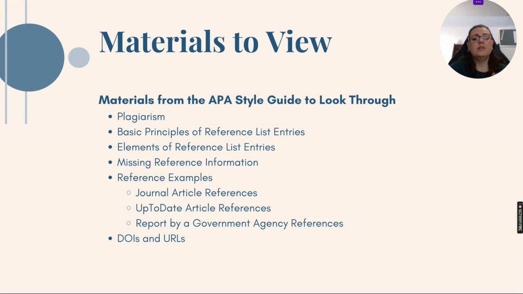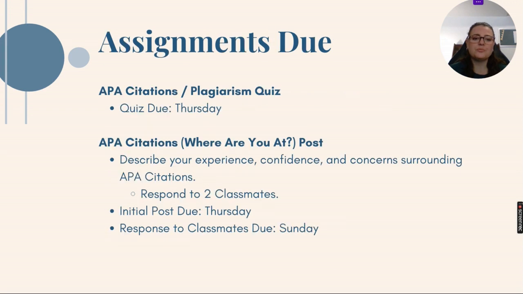Also, we do have materials from the APA Style Guide to look through. So this will be our plagiarism article, basic principles of reference list entries, the elements of reference list entries, missing reference information, reference examples of journal articles, up-to-date articles, and reports by government agencies, and our DOIs and URLs information. All of these are linked in the Brightspace page. If you cannot access them, please make sure you're contacting me, and I will get that information out to you and double check that everything is looking right on my end.